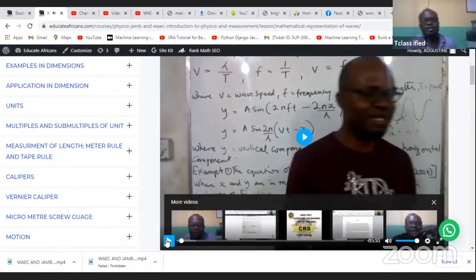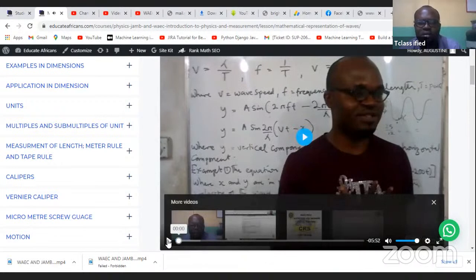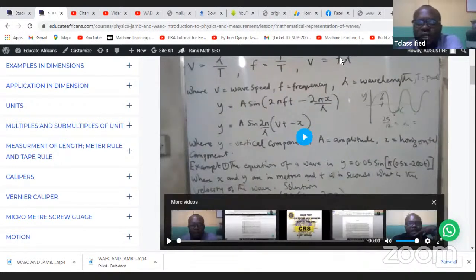Okay, so let's look at the various formulas that we can see in wave. Number one is velocity of the wave, which is the wavelength over the period, and frequency is 1 over period. V is also equal to f times lambda. So take note of these formulas, where V is wave speed, f is frequency, lambda is wavelength. So this is the general equation of wave.